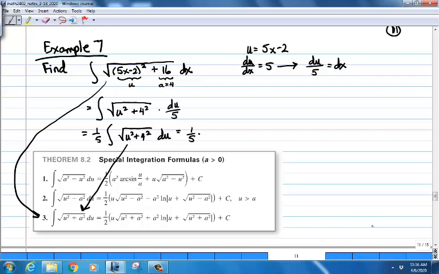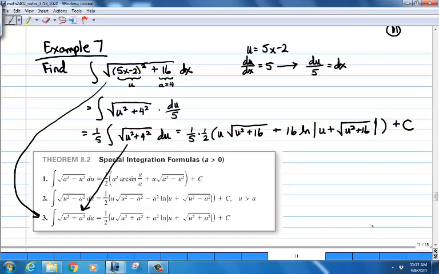So you have 1/5, don't forget that 1/5, and then times what? 1/2. 1/2 is part of the formula. And then u times the square root of u squared plus a squared, which was 16, plus the a squared, that's 16, times the natural log of the absolute value of u plus the square root of u squared plus 16 again. Okay, and then close your absolute value, and that's the end of the antiderivative. So there it is. See, wow, it's really nice. We could just write down that antiderivative from this table without having to go through all the trig steps of deriving that antiderivative.